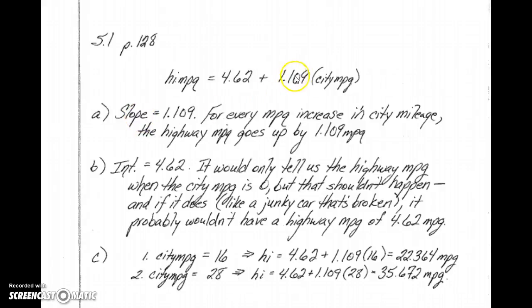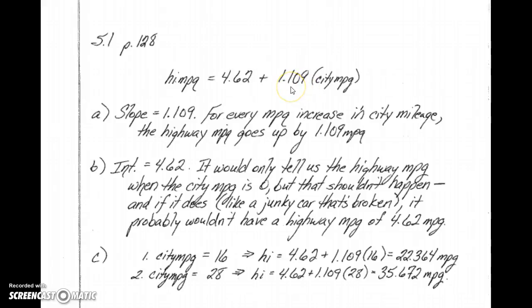So the slope is whatever is connected to the variable. It doesn't matter if it's coming first or second in the regression equation. What it means is that it's connected to that independent variable. So this 1.109 is what's connected there.